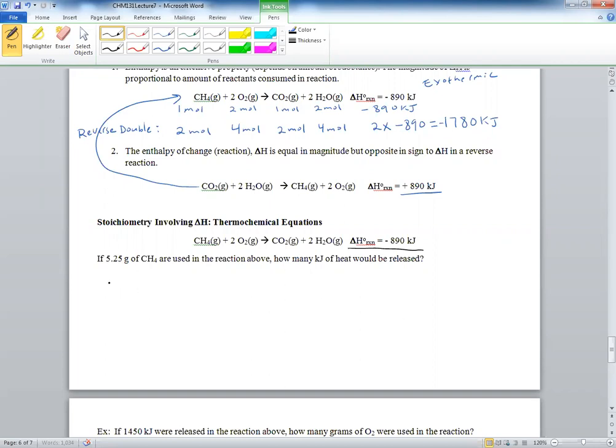So let's start. We say, okay, 5.25 grams of methane. And it says how many kilojoules of heat, meaning we need to end with kilojoules of heat. This is entirely new to you, but it's very doable. So here's how we would set up our equation. Remember, when we deal with grams in stoichiometry, we have to convert them to moles. So that means I have to go from the grams of CH4 to the moles of CH4.